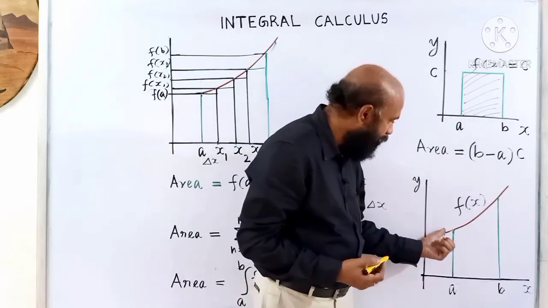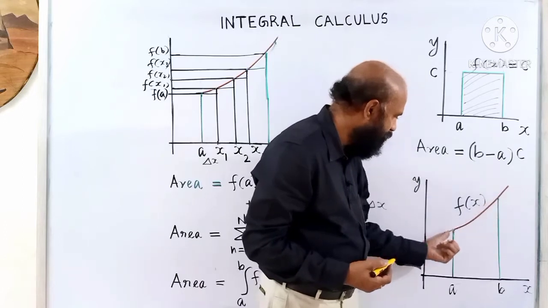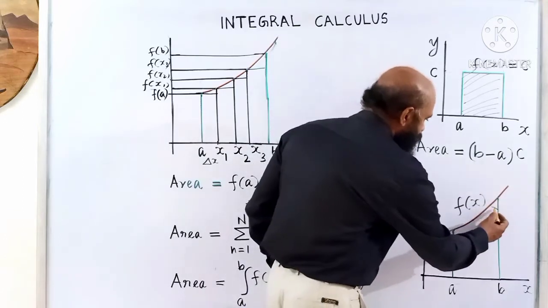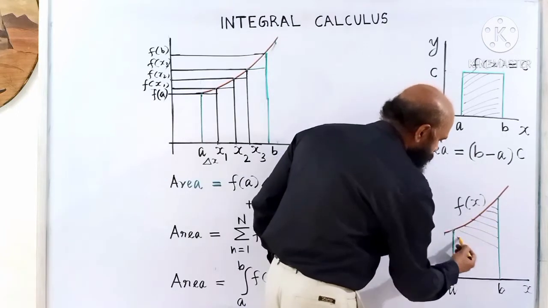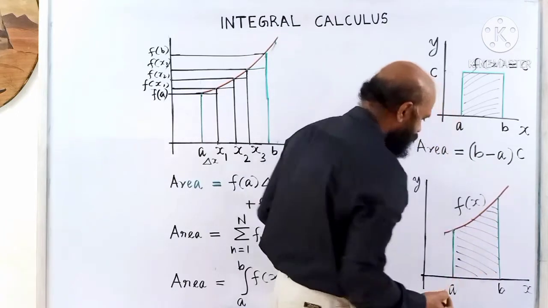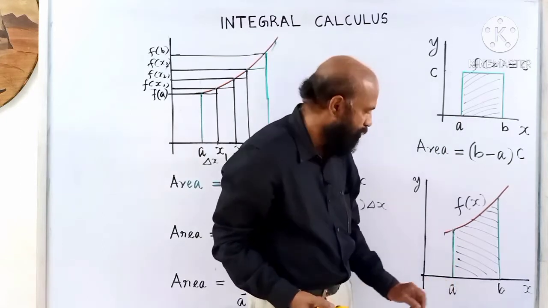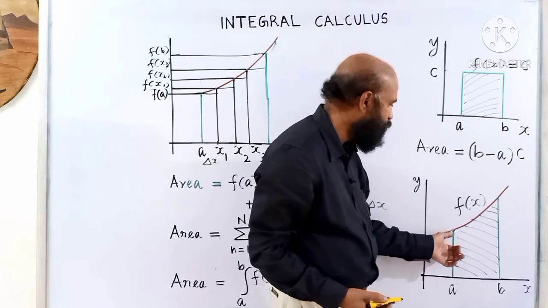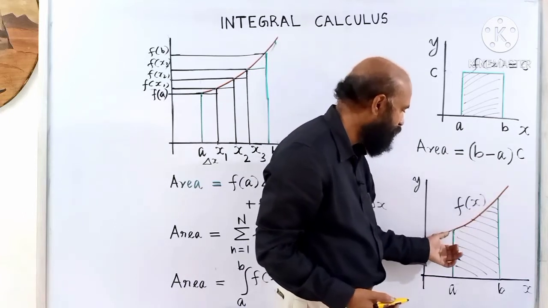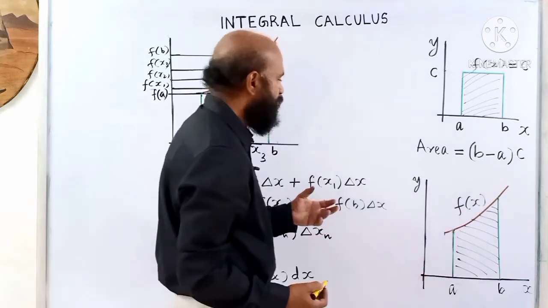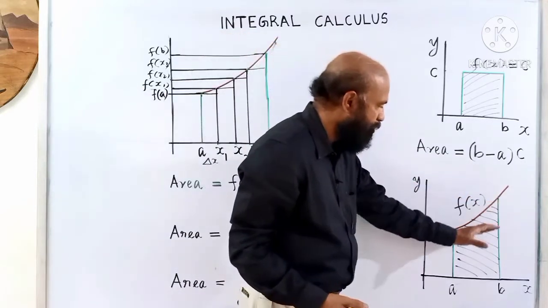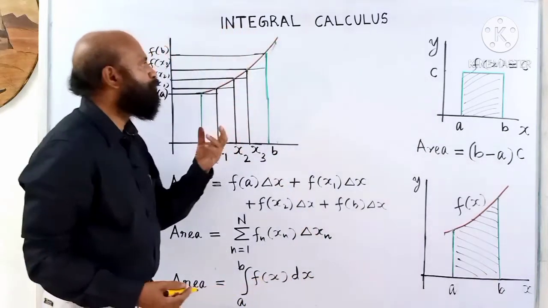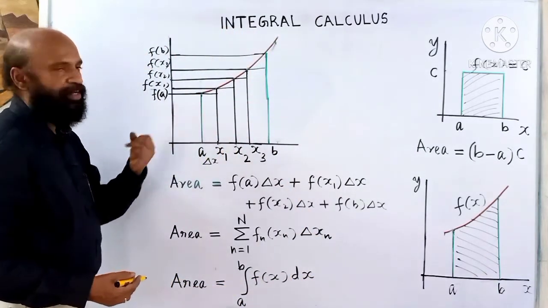Now we want the area under this graph. So it's an irregular shape. Now we want the area of this portion. Here the x coordinate is A, here B, but y is a function of x, it keeps changing. Now for finding the area under this graph between A and B, we have to use this method of integration.